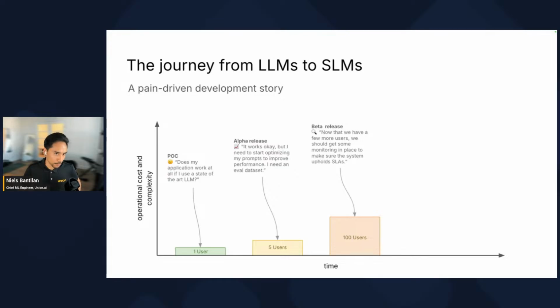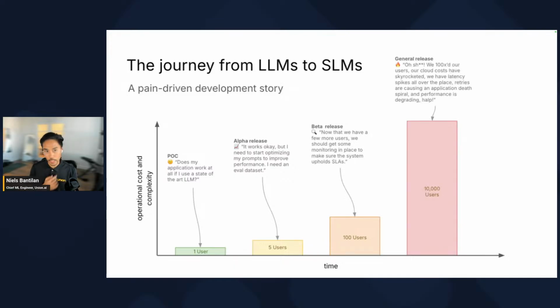And if you get past that phase, you'll do something like a beta release where you launch your agent to some small limited set of users. You may get 100 users, and you're asking the question, now that we have some users, we should get some monitoring in place, make sure that the system is upholding some set of SLAs.